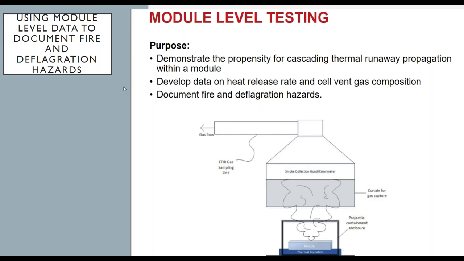As you can see in the diagram, the effluent gases are captured in a smoke collection hood and an exhaust duct. The exhaust duct is equipped with instrumentation to measure the velocity and temperature of the exhaust gases and to provide a sample of the gases to an FTIR analyzer to determine gas composition and volume.